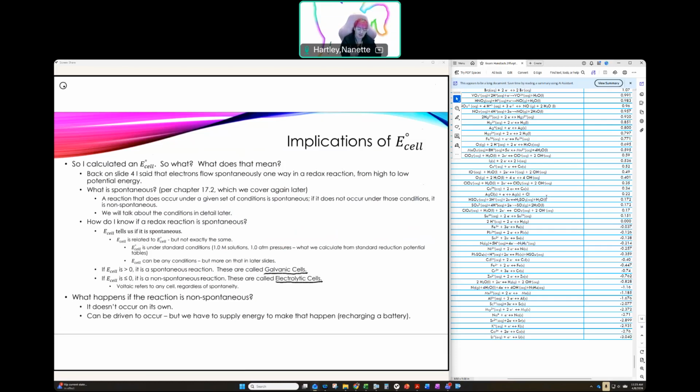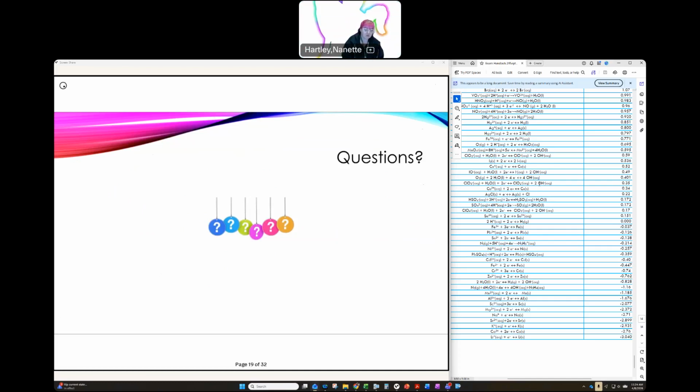But if we flip that reaction, turn it around, the one in the reverse direction is spontaneous. So one direction is spontaneous, the other one is not, and that's based on the energies that we have. We'll talk about that in more detail in the next couple of lectures. So if E is greater than 0, it's spontaneous. If E is less than 0, it is non-spontaneous.